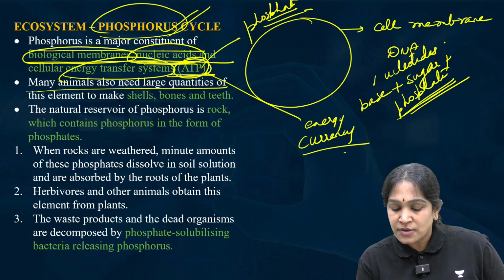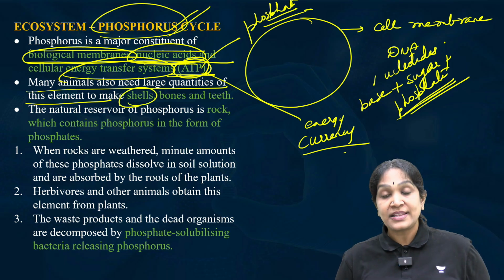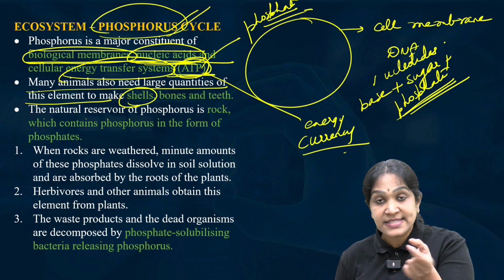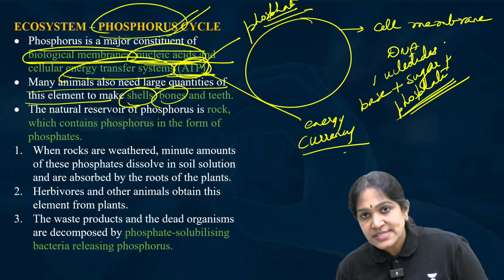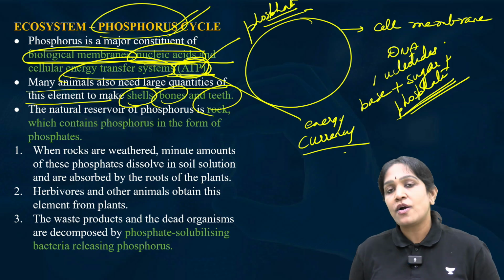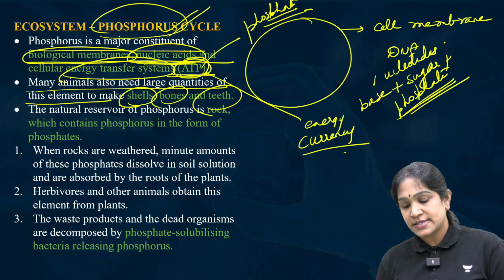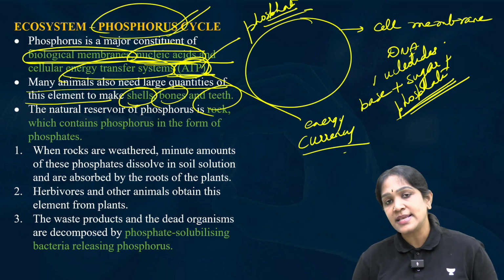Many animals also need a large quantity of phosphorus to make their shells. Like snails we have shells, seashells. Those shells are made up of phosphorus. Our bones are made up of phosphorus. Our teeth also contain phosphorus. So we all need large quantities of phosphorus. So this phosphorus cycle happens in 3 steps.